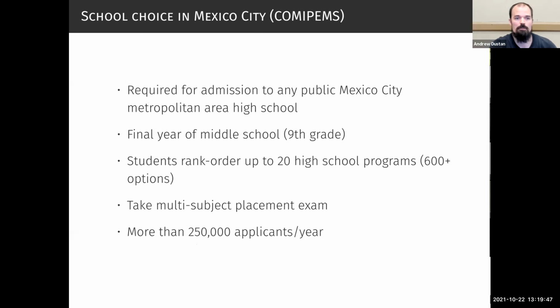Not to repeat Marco too much, but school choice in Mexico City looks the following way. If you want to go to basically any public high school in Mexico City, you need to participate in the COMIPEM's centralized system. You do this in the final year of middle school, which is 9th grade in Mexico. You rank order up to 20 high school programs out of over 600 options during our sample period. And those could be a specific career track program within a particular school, right? So you have a lot more options than you have schools. And you take this multi-subject placement exam and you compete against about 250,000 or more other applicants each year for a spot in the school of your choice.